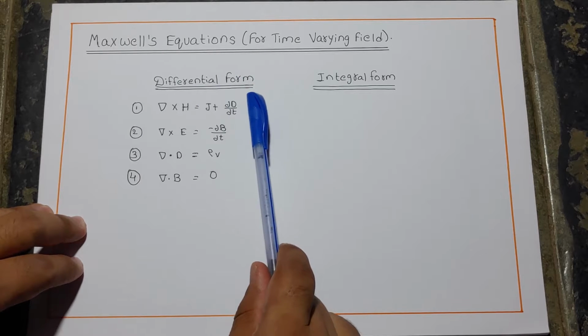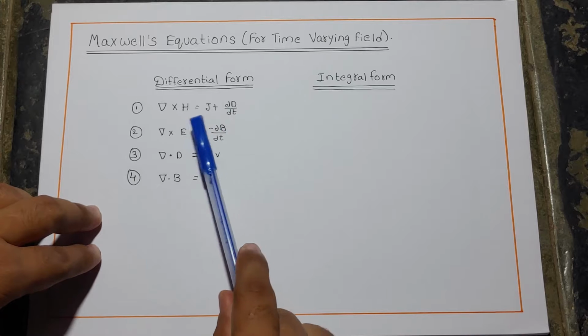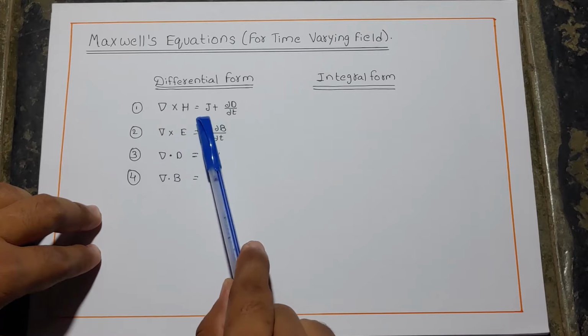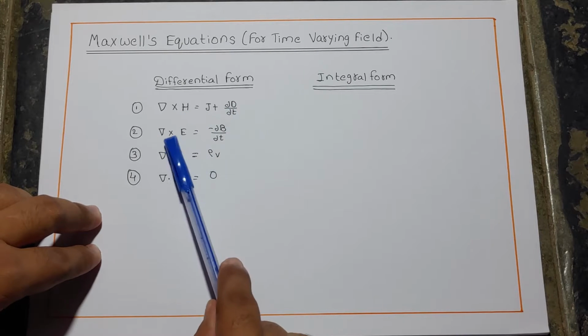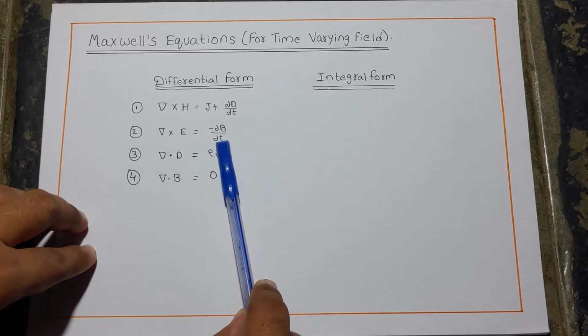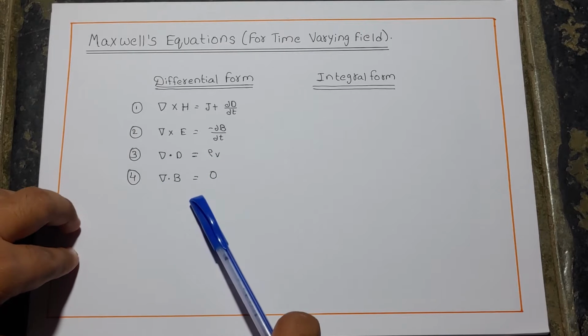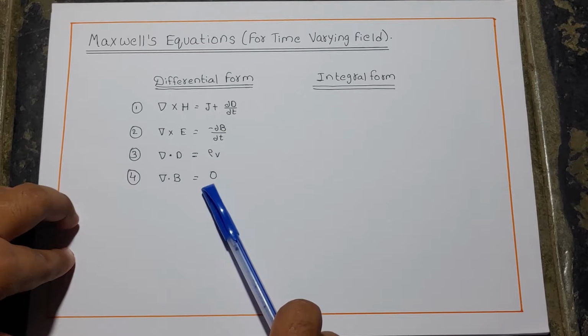Today in this video we are going to talk about Maxwell equations for time varying field. From the previous video, from the inconsistency of magnetic Maxwell equation, we have derived that del cross H is equal to J plus dou D by dou T and del cross E is equal to minus dou B by dou T. And the remaining equations are same from the previous Maxwell equations in the static field.